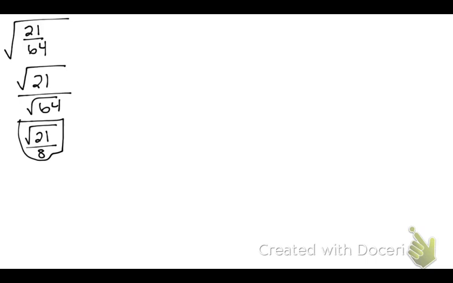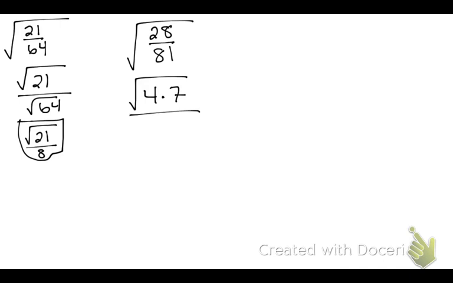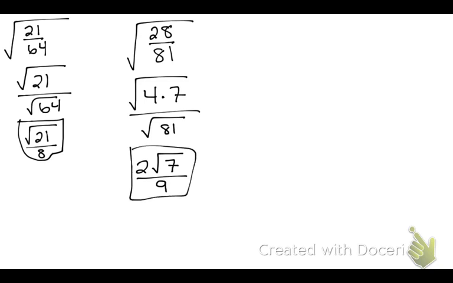Let's try another one. The square root of 28 over 81. Hit pause and see what you can do. Remember, that fraction won't simplify. You'll have to try this new way. Well, if we think about 28, we know that it's 4 times 7. And 81 is just 9 times 9. Well, the square root of 4 is 2, so the numerator would become 2 times the square root of 7. The square root of 81 is 9. 2 root 7 over 9.